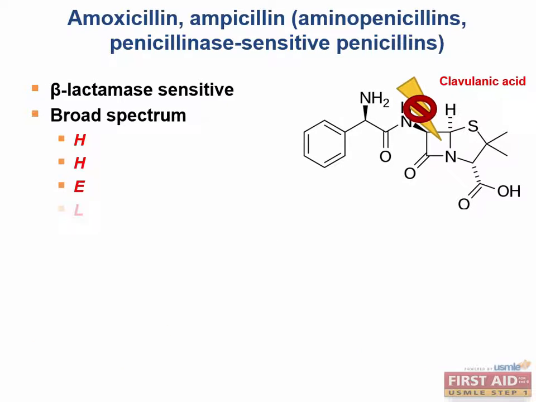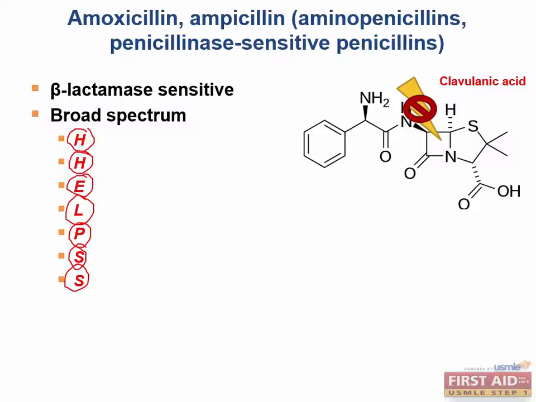A mnemonic to help remember the bacteria that are susceptible to these drugs is the mnemonic HELPS. It is used to remember that this drug is effective against Haemophilus influenzae, Helicobacter pylori, E. coli, Listeria, Proteus, Salmonella, and Shigella. Do you remember the most common infection caused by E. coli in sexually active women? Yeah, that would be a UTI.